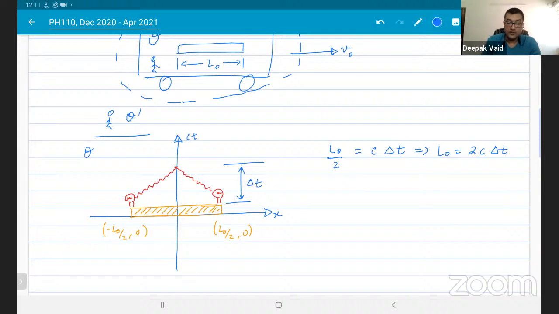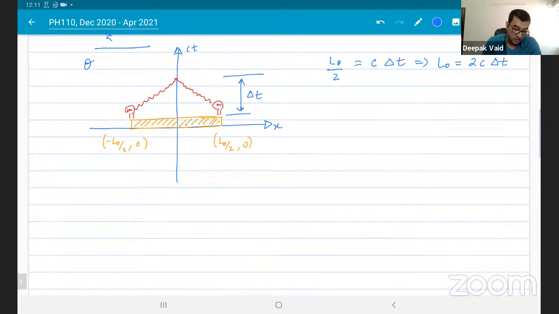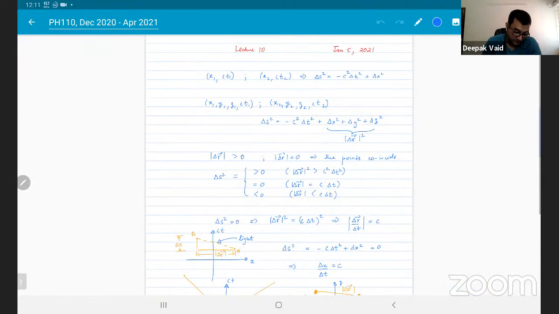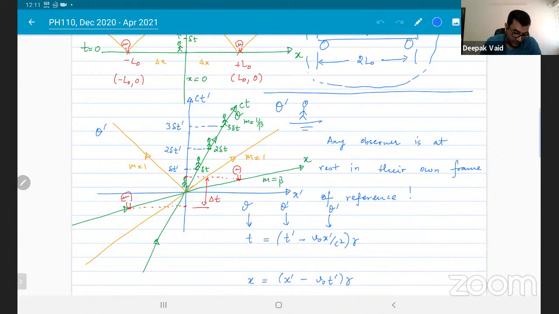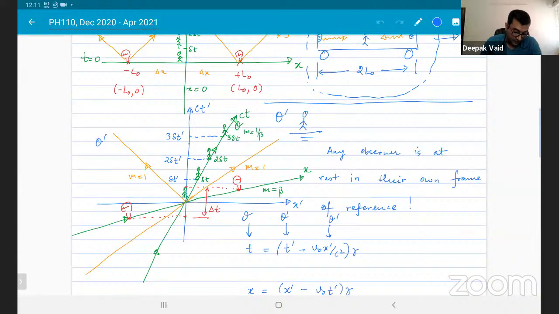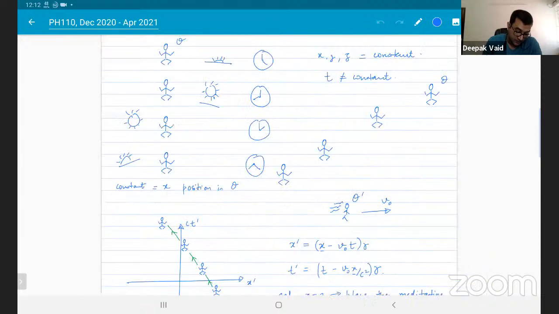All right. Now let's ask the same question. How are we going to measure this length as seen by O prime? Now let me go back to the space-time diagram picture. So this is a space-time diagram, and in this space-time diagram over here, let me copy and paste it. Yeah, it's less crowded.